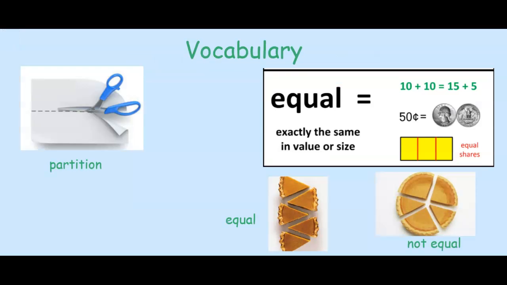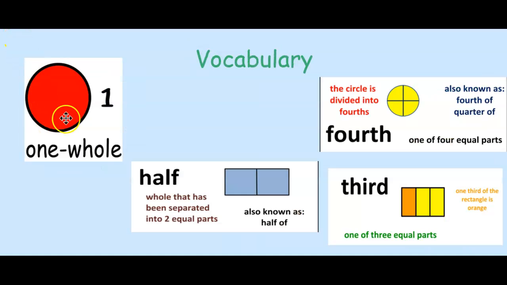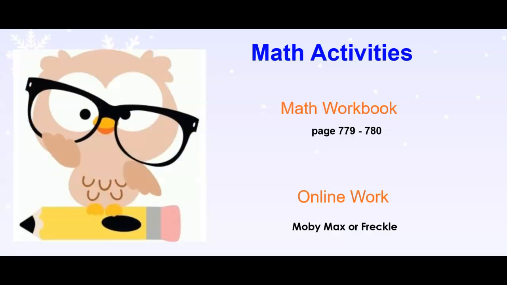Boys and girls, let's review what we've learned today. Partition means to cut or to separate or divide something. And equal means the same. Remember, when a figure is not partitioned, we call it one whole. When it's partitioned into 2 parts, we call the whole shape 2 halves. When a shape is partitioned into 4 parts, we call the whole shape 4/4. And when a shape is partitioned into 3 parts, we call the whole shape 3/3.